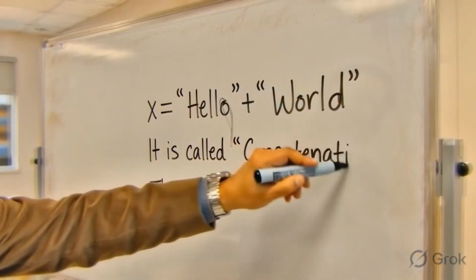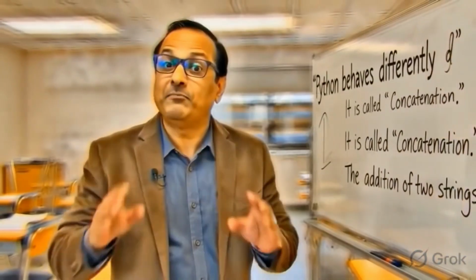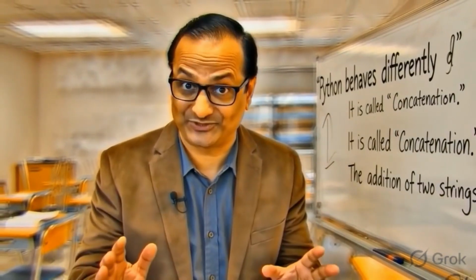Adding "hello" plus another string is called concatenation, the addition of two strings. This is a fundamental concept in Python. Remember this and you'll avoid common errors. In Python, adding two strings is called concatenation. It's different from adding numbers.